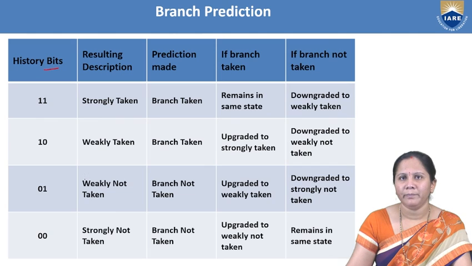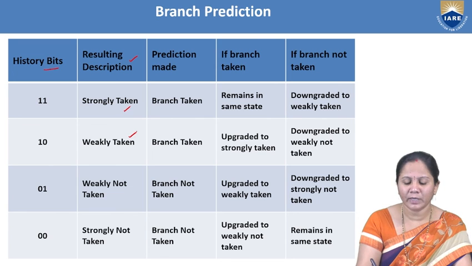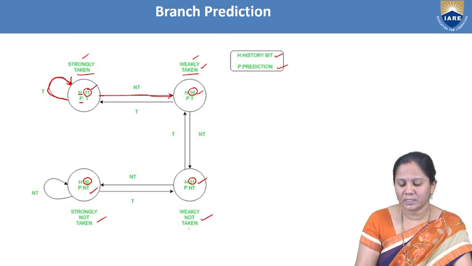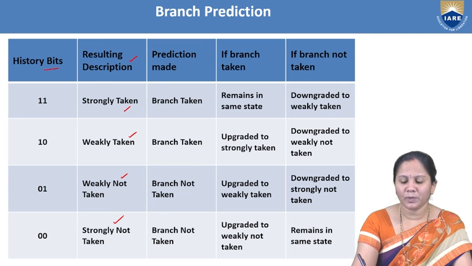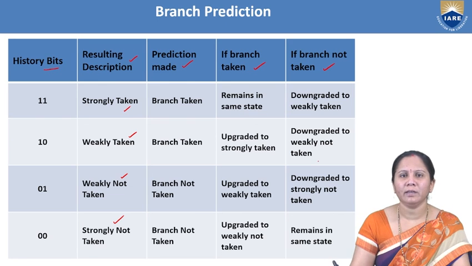Next is the resulting description. The 4 states based on these 4 bits are strongly taken, weakly taken, weakly not taken, and strongly not taken. Here we have indicated all the 4 states. Next, if a prediction is made, what happens? If the branch is taken, from which state to which state it moves, and if the branch is not taken, in which state it will be present.